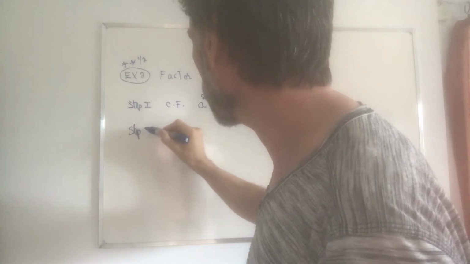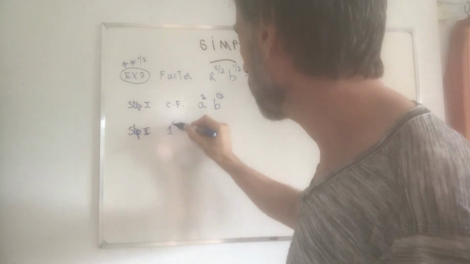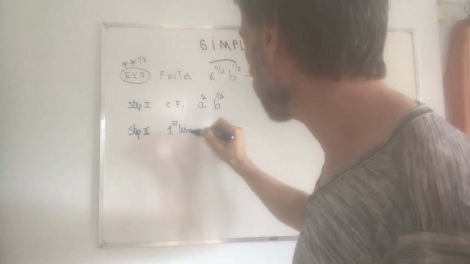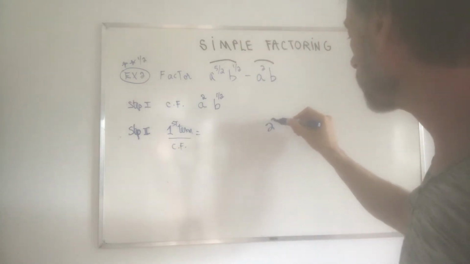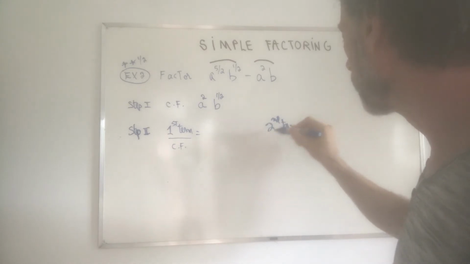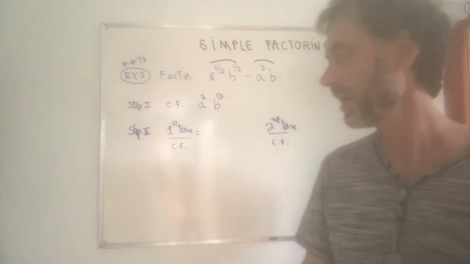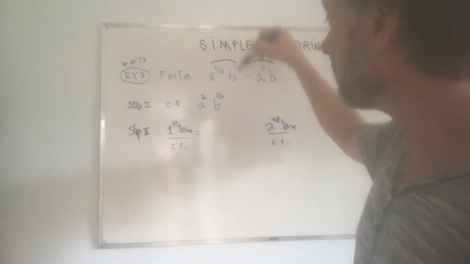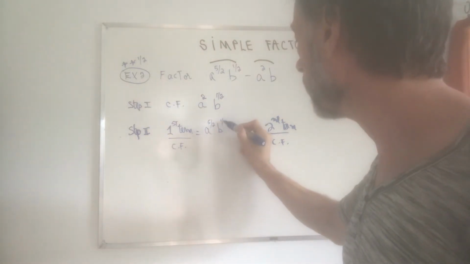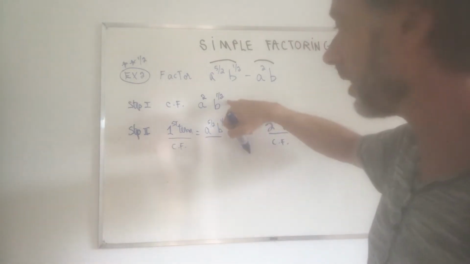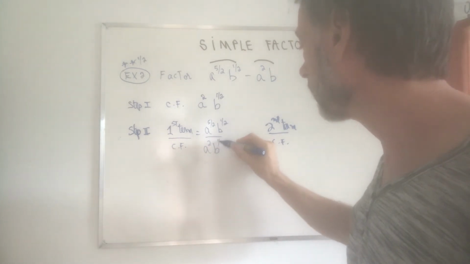Step 2. Looking for what is going to be inside of the bracket. What I do is I do my little analysis. First term divided by the common factor, and then I'll do the second term divided by the common factor, and that will tell me what is inside the bracket. Alors, the first term is here. It's a to the 5 over 2 multiplied by b to the 1/2 to be divided by what we found in step 1, the common factor a squared b to the 1/2.